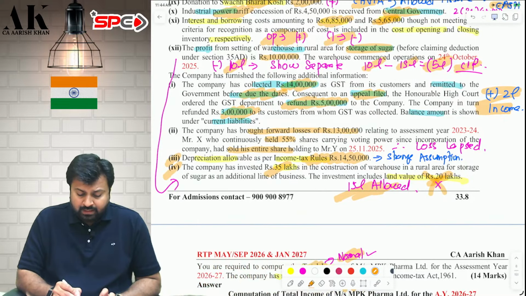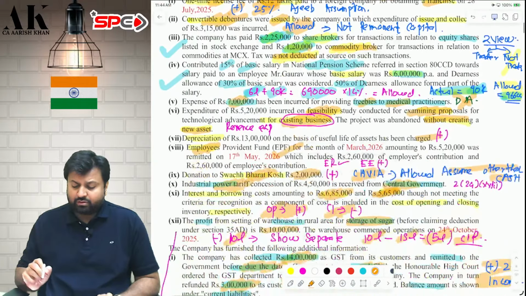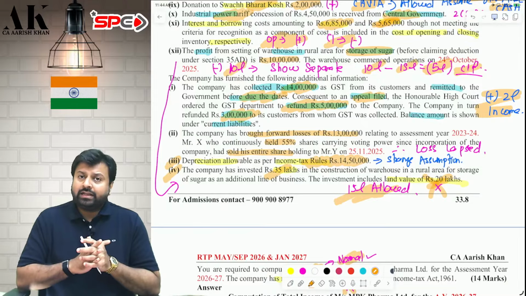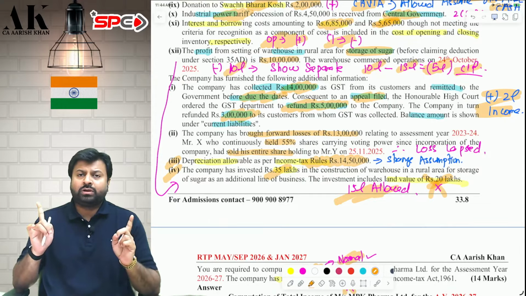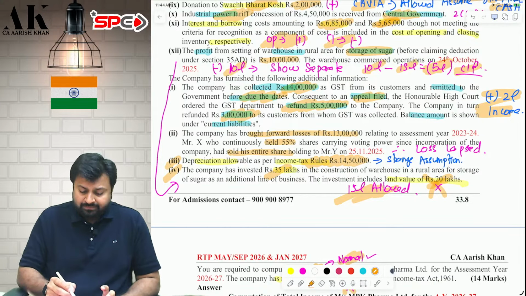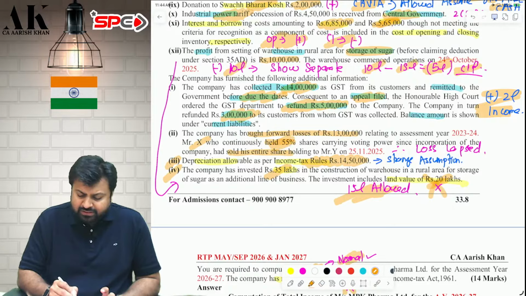Next one. This is a very important adjustment. Because of this adjustment, only the institute has given this line at the beginning of the question. The public are not substantially interested. See, it's very simple that if you are a closely held company, then 51% of the shareholders should be same if you want to carry forward the loss. Now here 51% of the shareholders are changing. Why? There was one person, Mr. X, who was holding 55% shares.